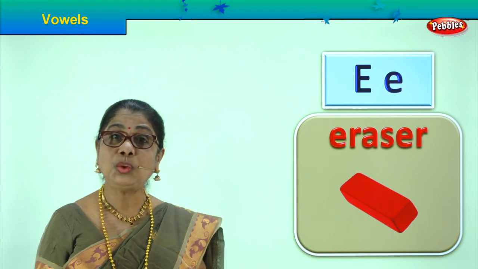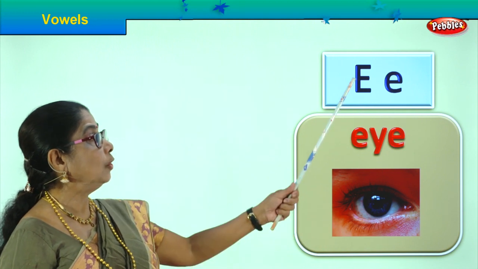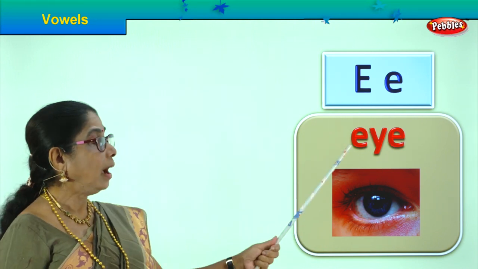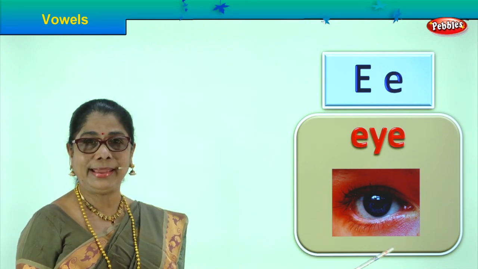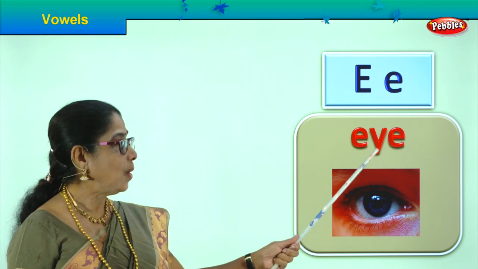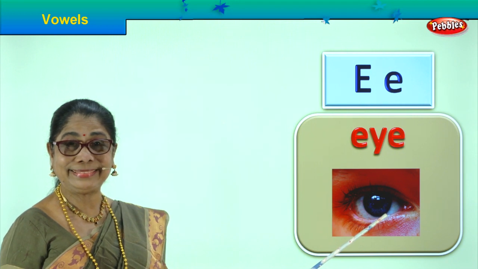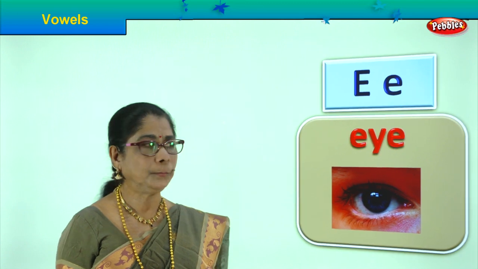Let's look at another word in the second vowel E. Look. E. E-Y-E. Eye. Good. Let's take another picture, shall we?